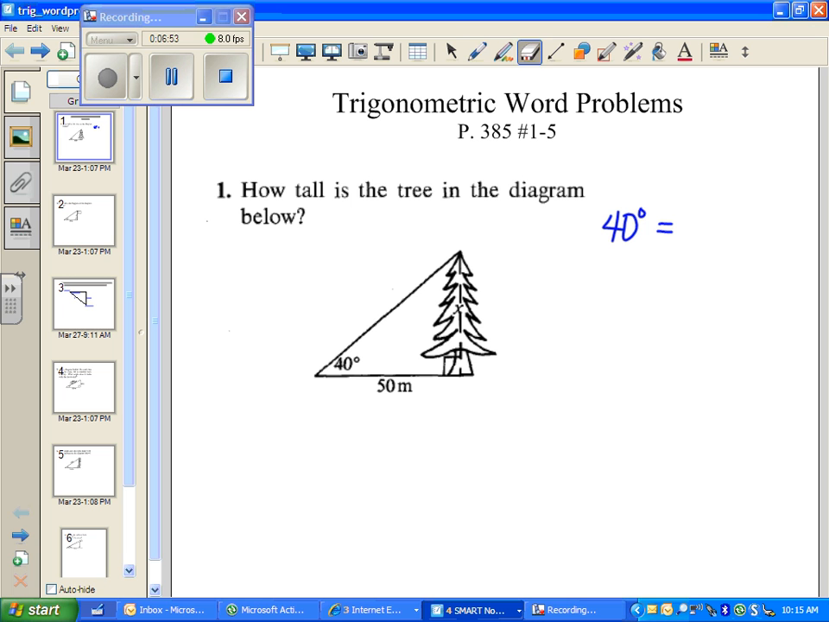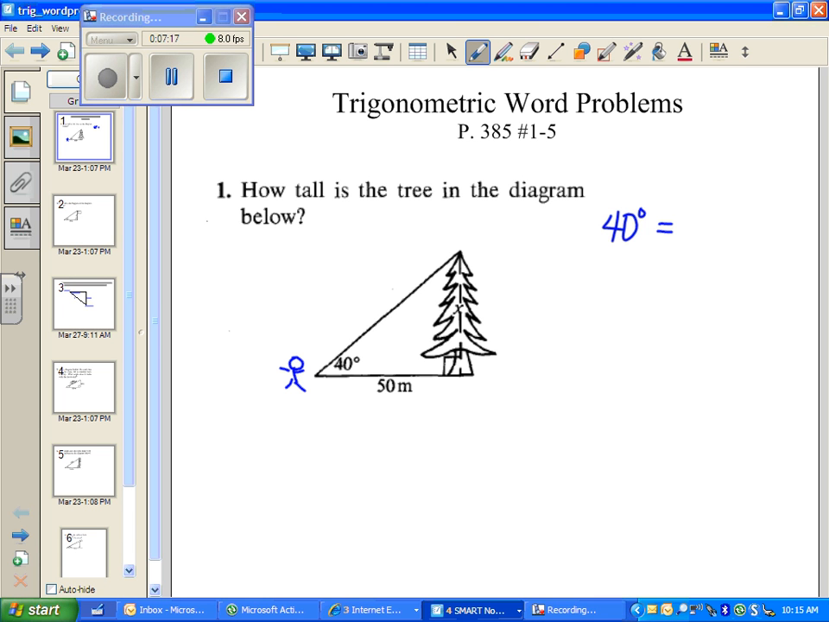So I'm going to draw a little person right here, just to make this feel a little realistic. So we have a person looking up at the top of the tree, and there's a 40-degree angle from the person to the top of the tree, and the person's standing 50 meters from the tree. So we have x and 50. Can anybody tell me what function we might be dealing with here with x and 50?